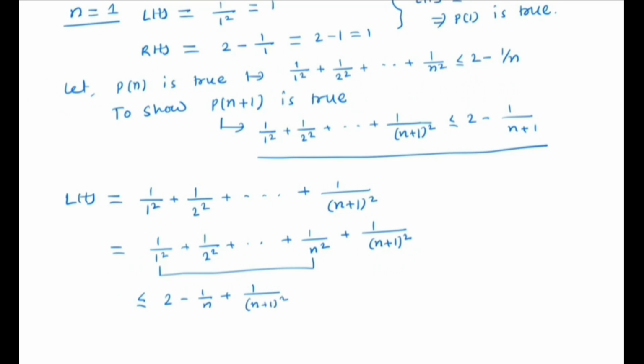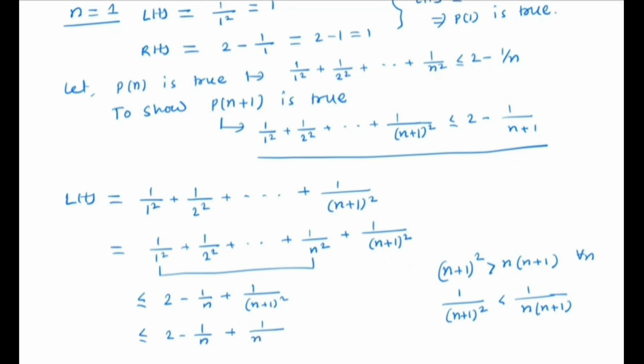Now note that (n+1)² is bigger than or equal to n times (n+1) for every n, because here we have n² + 2n + 1 and here we have n into (n+1). So obviously (n+1)² is bigger than n into (n+1). So 1/(n+1)² will be less than 1/(n(n+1)). So we can write 2 − 1/n plus 1/(n+1)² is less than 2 − 1/n plus 1/(n(n+1)).